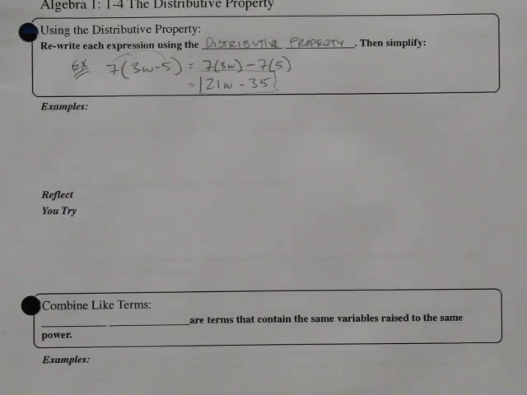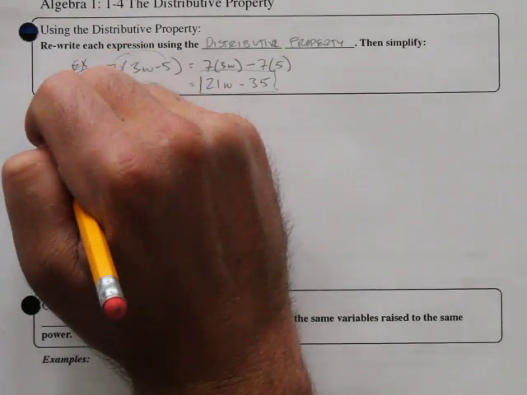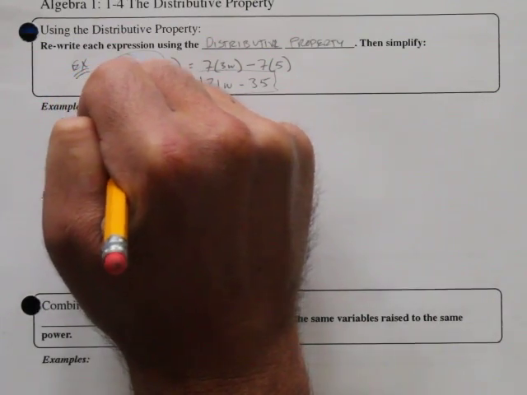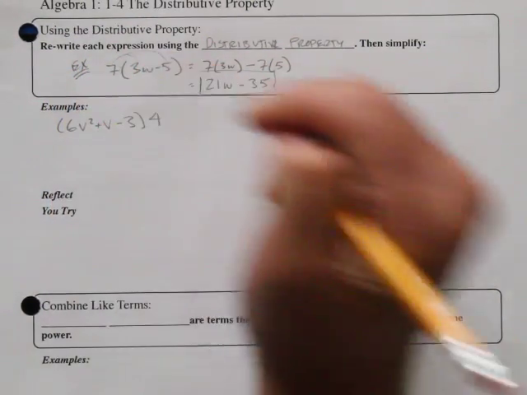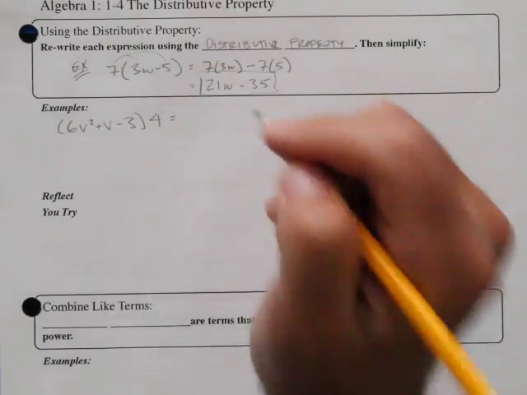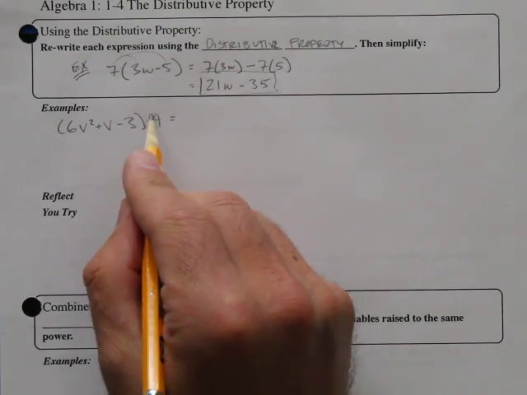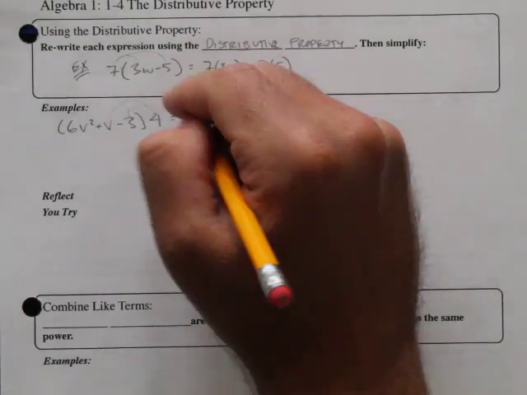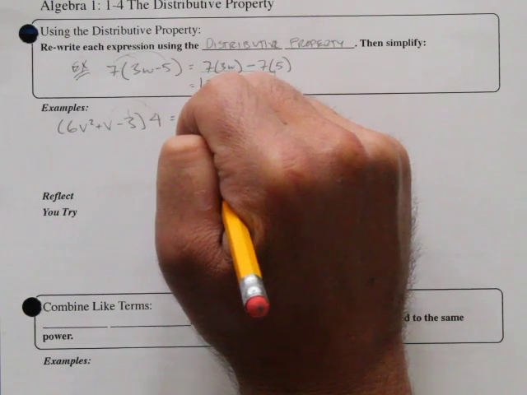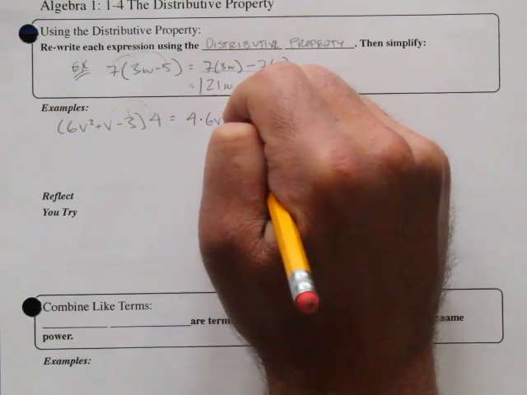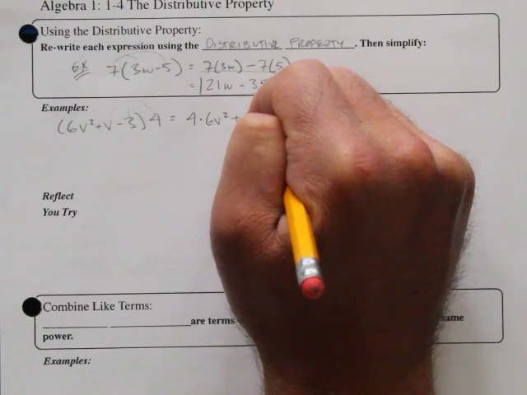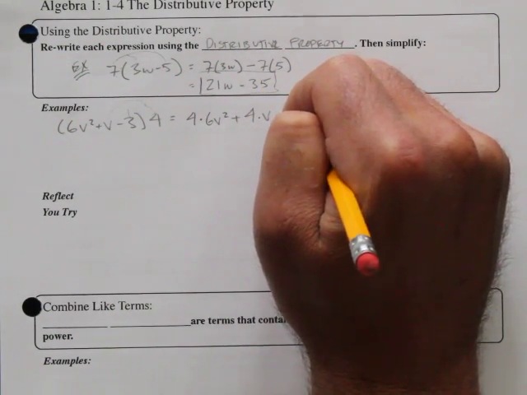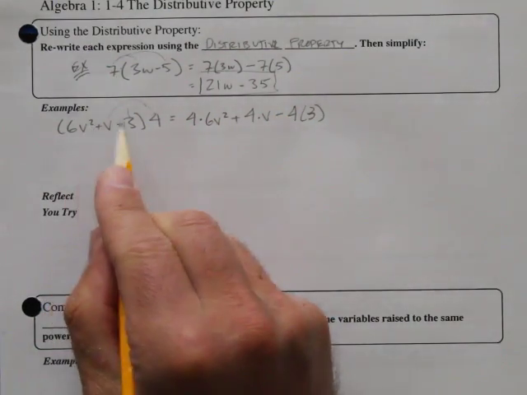Okay, let's do some more examples here. So I've got 6v squared plus v minus 3 times 4. So again, we're going to use the distributive property, so it's going to go that way, right? So I'm going to write out this next step. I'm going to have 4 times 6v squared plus 4 times v minus 4 times 3, paying attention to these signs in here.